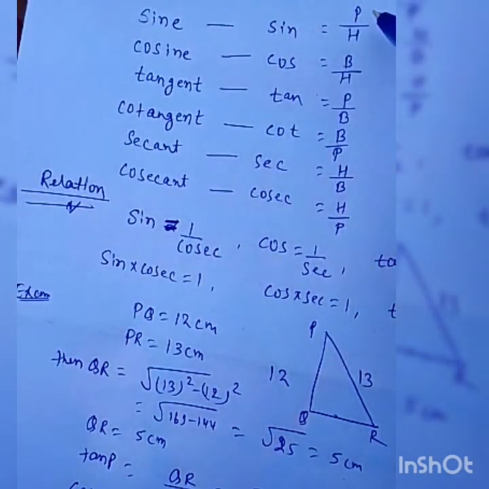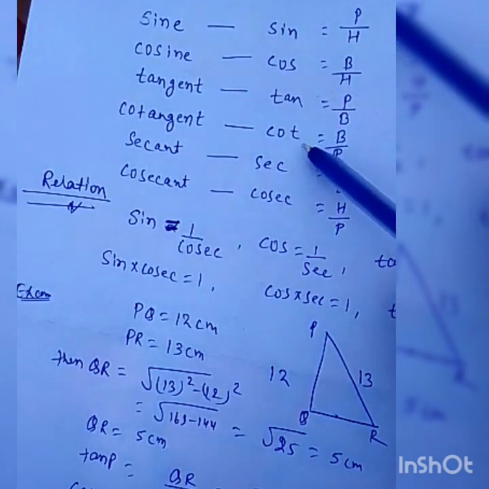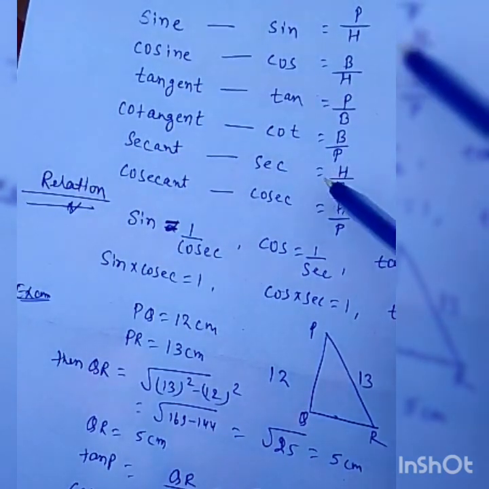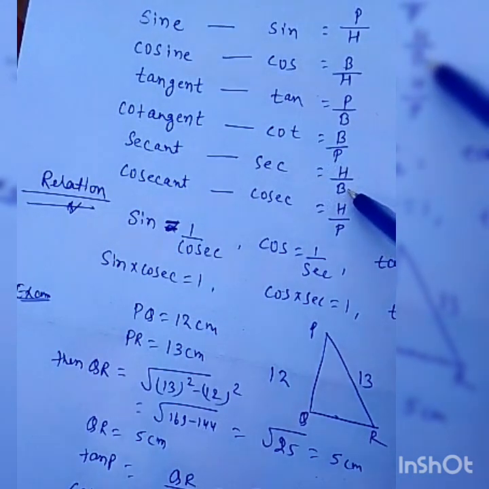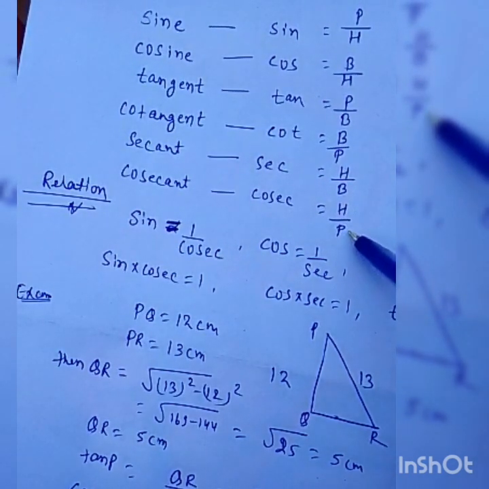Sine is the ratio of perpendicular and hypotenuse. Cos is the ratio of base and hypotenuse. Tan is the ratio of perpendicular and base. Cot is the ratio of base and perpendicular. Sec is the ratio of hypotenuse and base, and cosec is the ratio of hypotenuse and perpendicular.